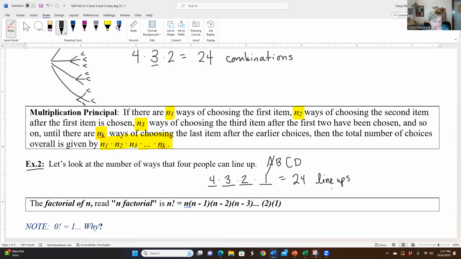So what we just did up here is another concept called factorial. So what we just did here was 4 factorial. And what a factorial means, it's written like this, is you take that number times the number 1 less than it, times the number 1 less than that, all the way down to 1. So let's do that in a couple of examples here.